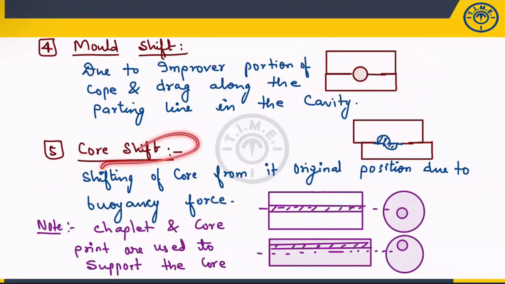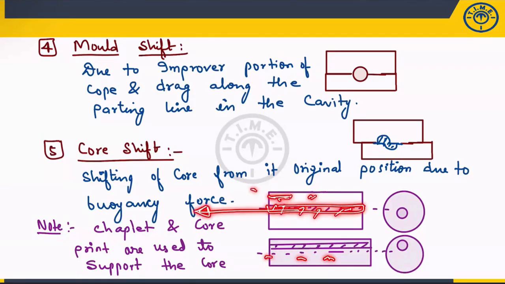Now, what about the core shift? Shifting of core from its original position. As you know, what is the function of core? Core is used to make the hollow cavity or hollow size of casting. So you can pour the liquid molten material here and you have kept the core here. Then you can remove this core, you will get the hollow casting. So core is basically used to make the hollow casting.